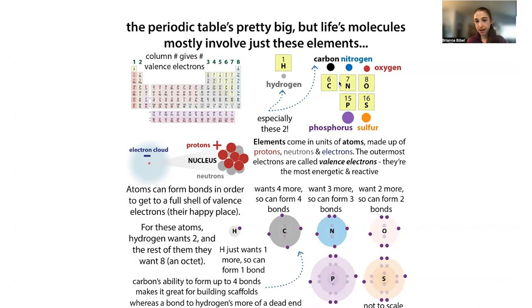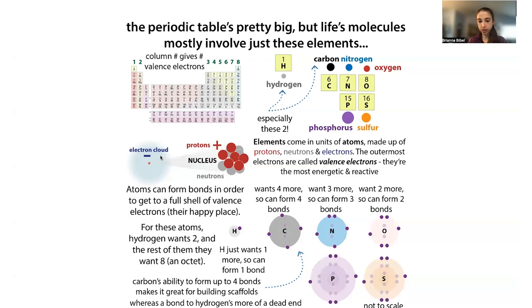And so each of these elements is made up of basic units called atoms. And each of those atoms has smaller parts, subatomic particles. These are protons, neutrons, and electrons. The protons are positively charged and they hang out in this dense central core called the nucleus. They're kind of glued together by these neutrons, which are neutral. And then they're surrounded by these negatively charged electrons.